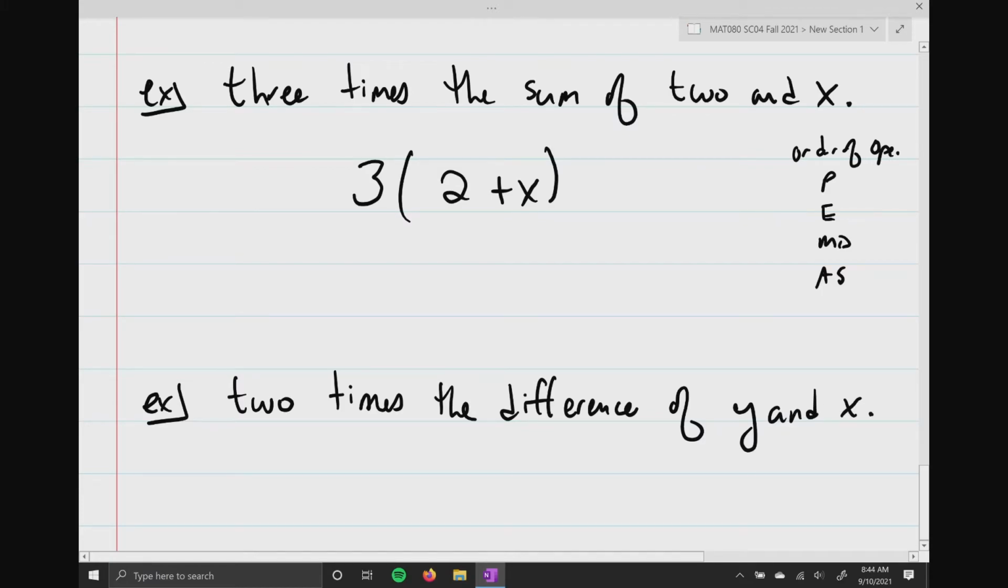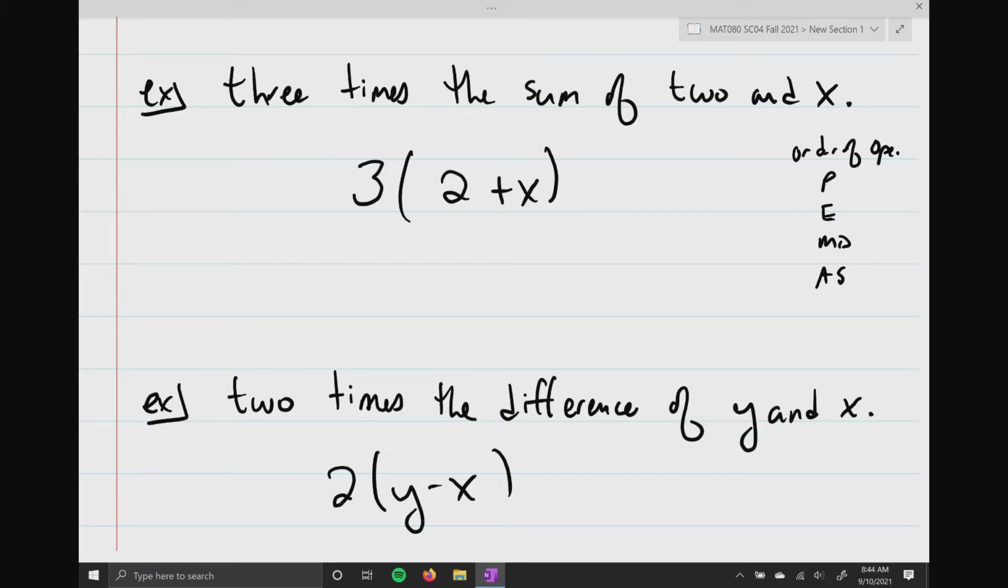How about 2 times the difference of y and x? It'll be the same as the last. Like it'll be 2 and then parentheses y minus x. Love it. We all on the same page here.